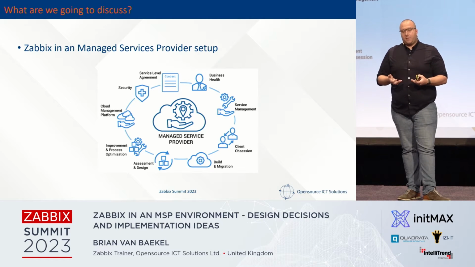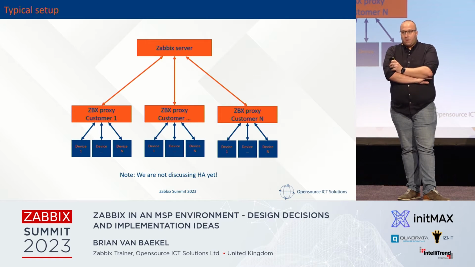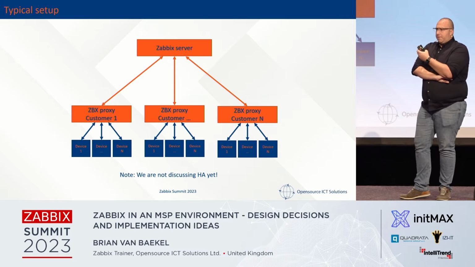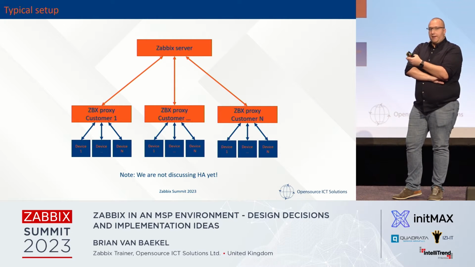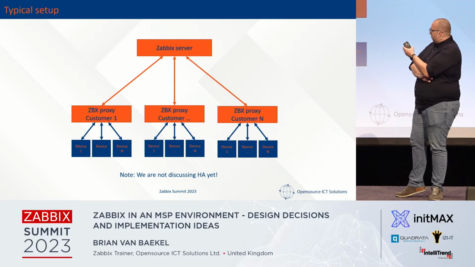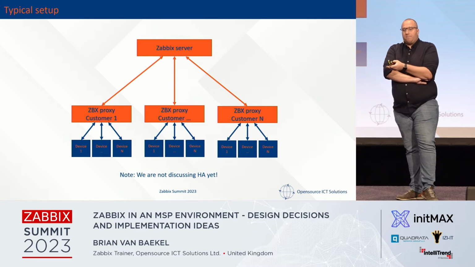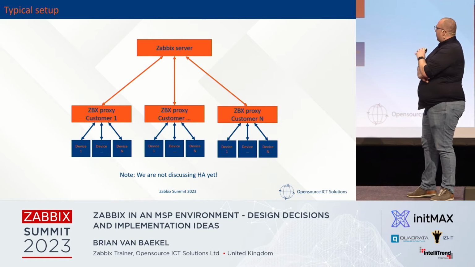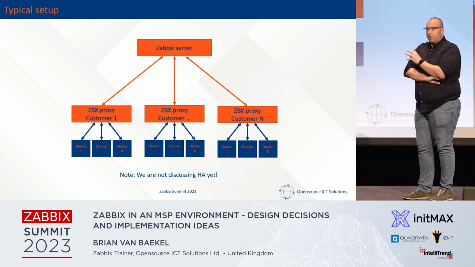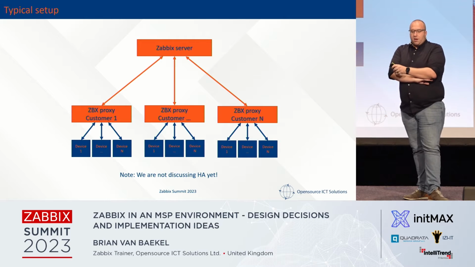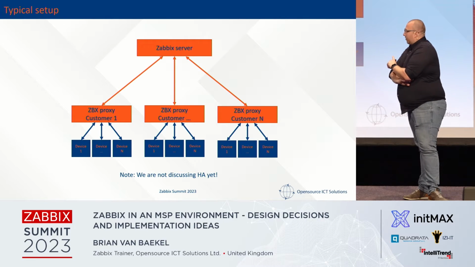different ways of setting up a Zabbix server. A typical setup, as we see it, is this, where you have one global Zabbix server with probably many proxies linked to it. And each proxy is responsible for monitoring a specific customer, or multiple proxies per customer, depending on how big the customer is. On this slide, it's a really simple representation of what we typically see. We are not talking about HA yet. This is just a simple drawing. So this is the typical setup.